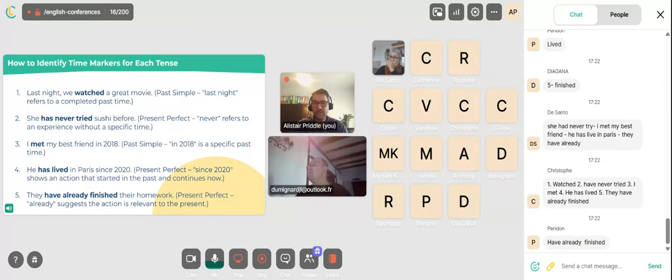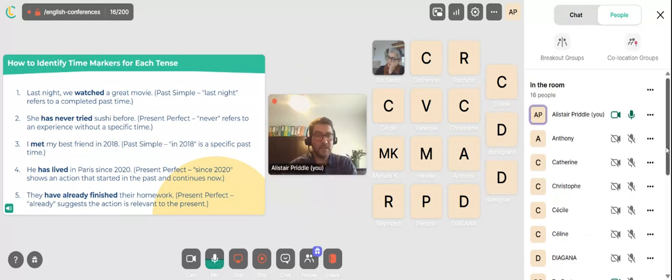Number 4, he has lived in Paris since 2020. This is the present perfect. Since 2020 shows an action that started in the past and continues now. It's connected to the present.